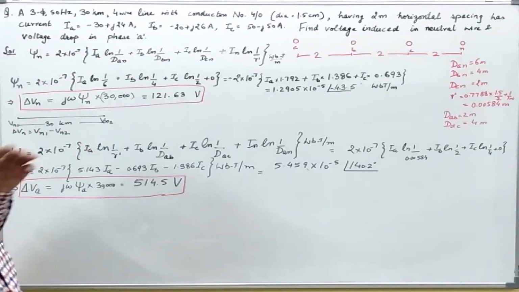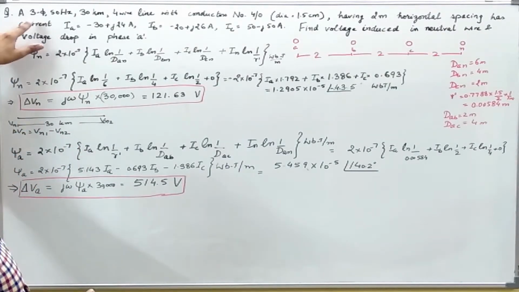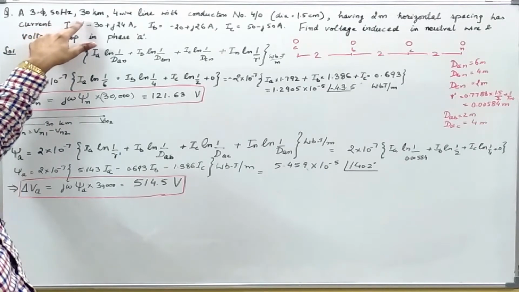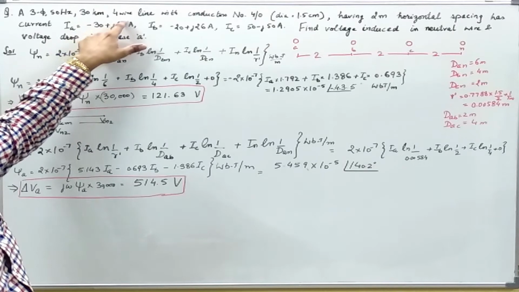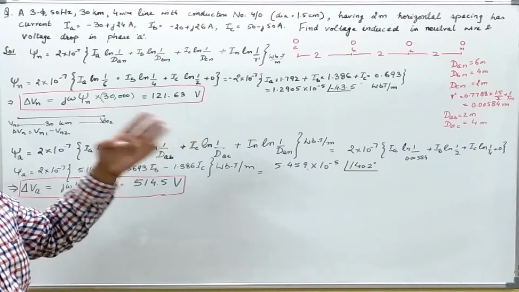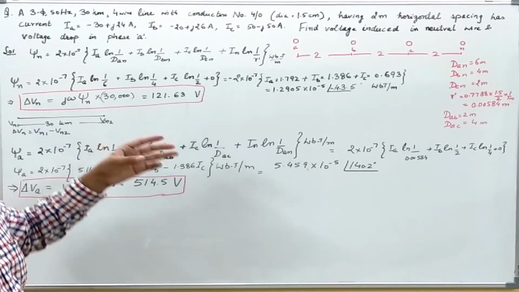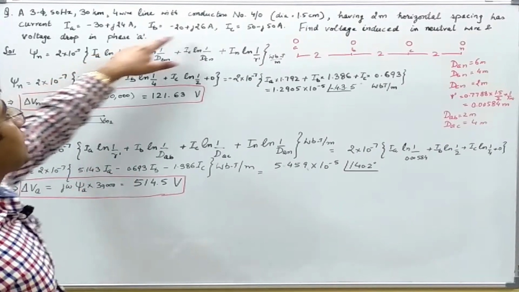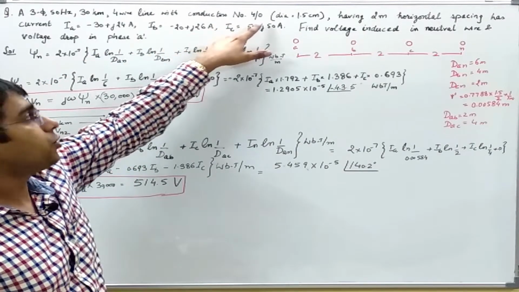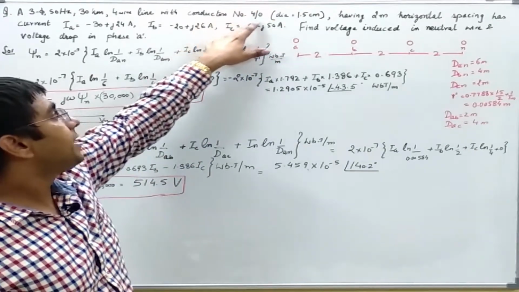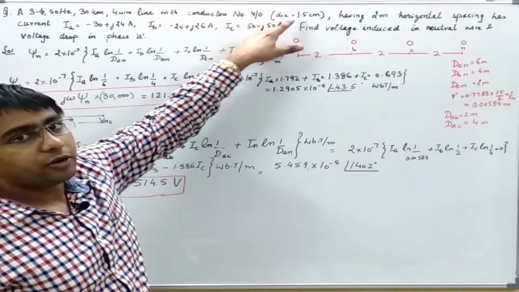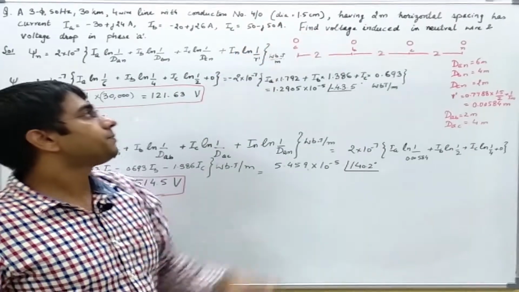What we are given in this question is that there is a three-phase 50 Hz transmission line which is 30 km long and it is having four wires, that is R, Y, B, the three phases, and the neutral wire with conductor size 4 by 0. It is also given that this conductor size corresponds to a diameter of 1.5 centimeter.